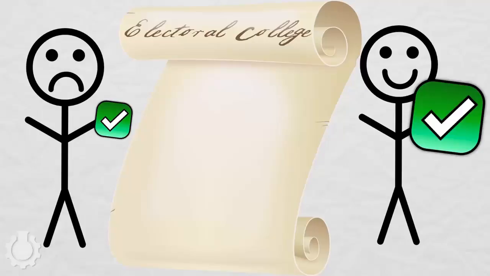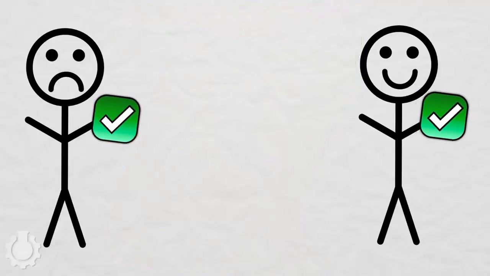If we abolish the Electoral College and simply let citizens vote for the President directly, all of these problems will go away and everyone's vote will be equal.